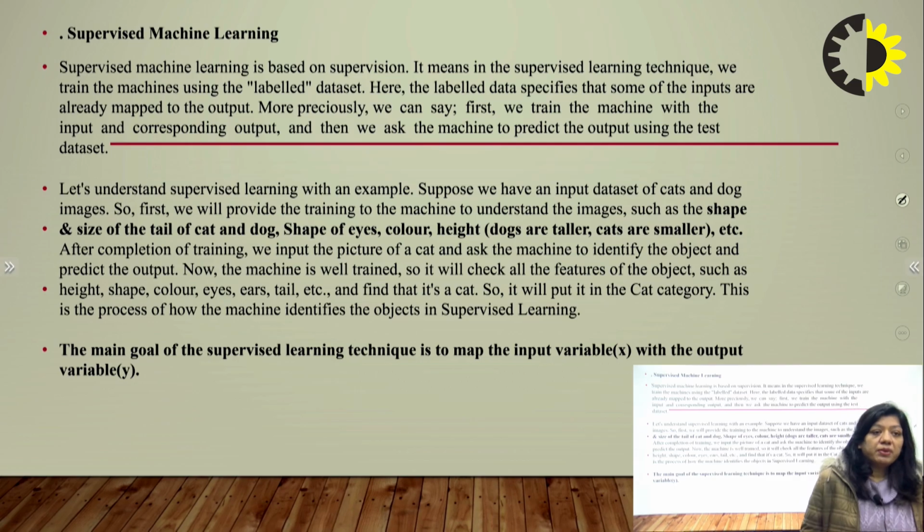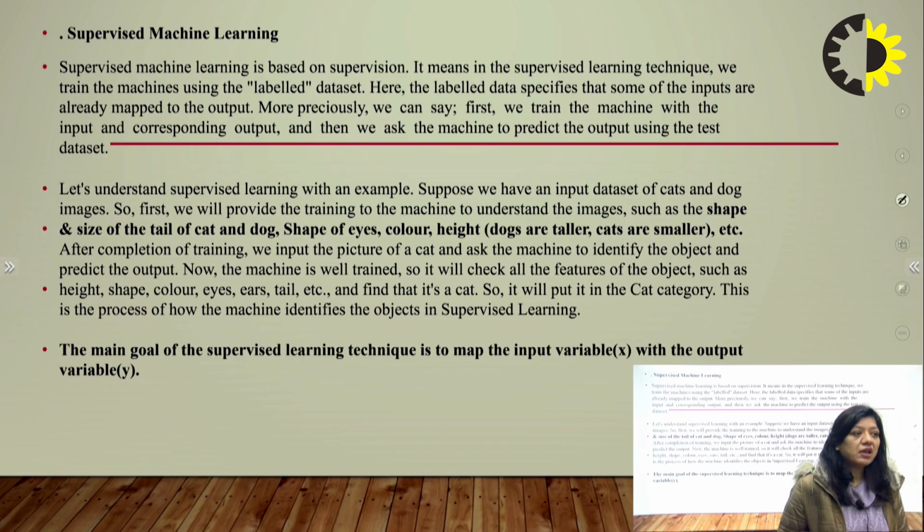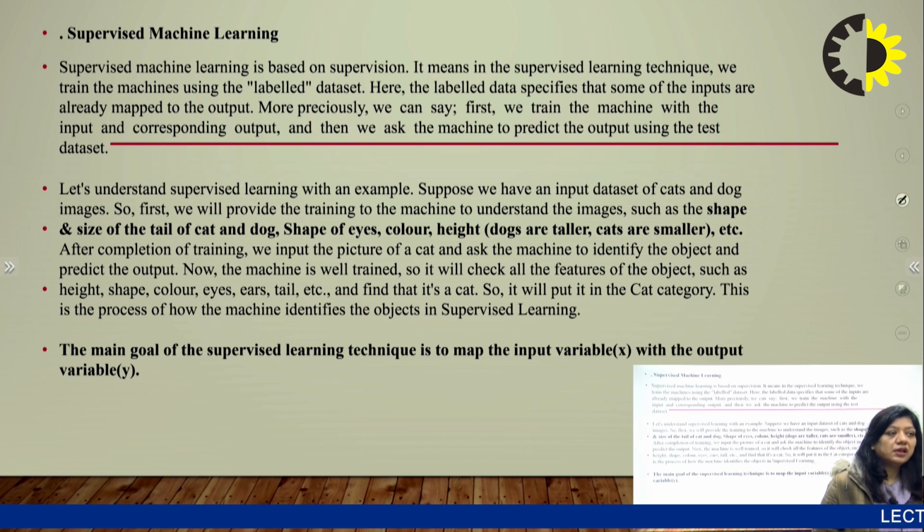Now, what is supervised machine learning? Supervised machine learning is based on supervision. It means that in the supervised learning technique, we train the machine using a labeled data set. Here, labeled data specifies that some of the inputs are already mapped to the output. More precisely, we first train the machine with the input and corresponding output, and then we ask the machine to predict the output using the test data set.